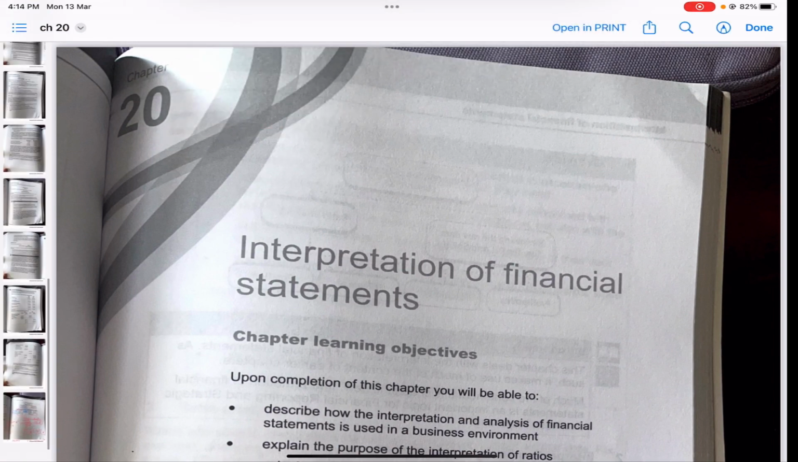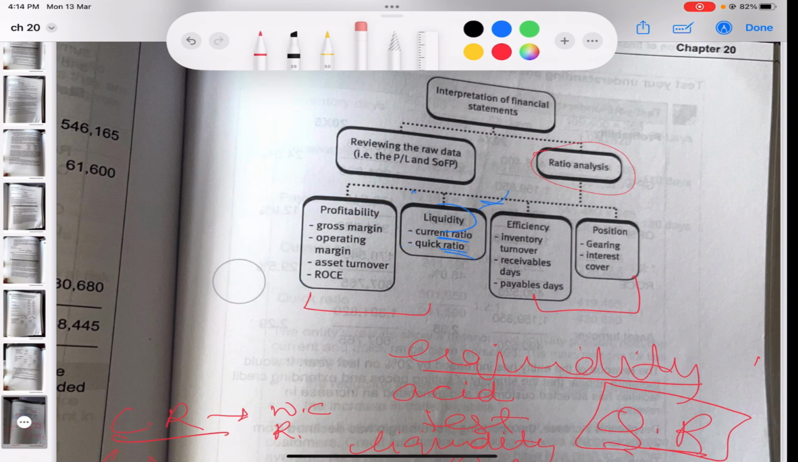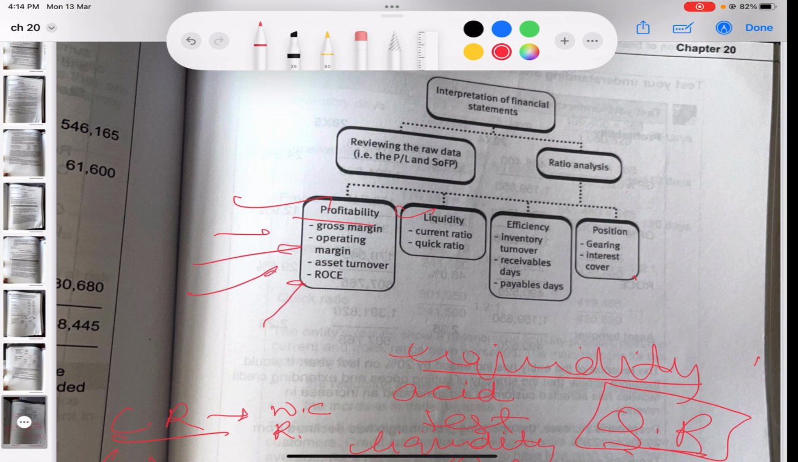So in the previous part, part A, we were seeing ratio analysis. We saw the profitability ratios and the liquidity ratios. In profitability ratios, we saw gross margin, operating margin, asset turnover and ROCE. And in liquidity ratios, we saw the current ratio and quick ratio. In this video, we will be seeing the efficiency ratios and the position ratios.